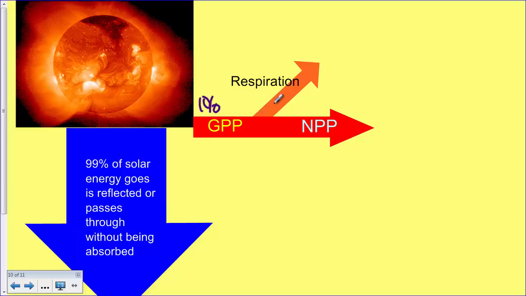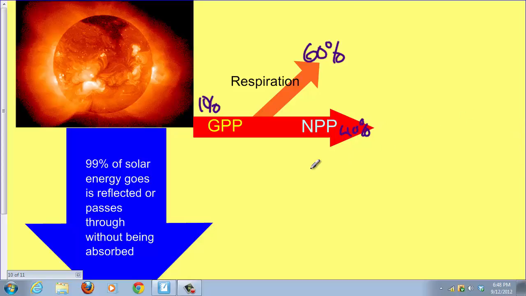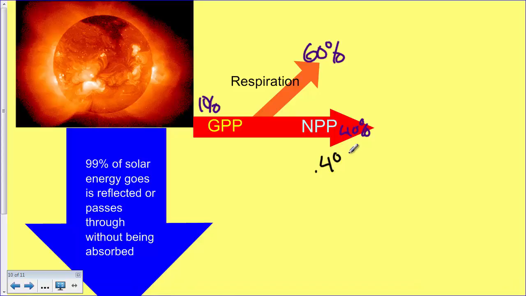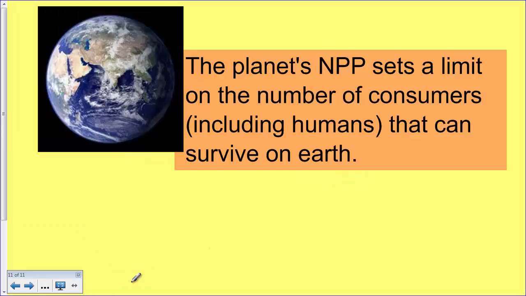And then of that 1%, a certain amount of it is lost just to respiration. That amount is about 60% of that 1%. Okay, and so that means that our net primary productivity is 40%. And remember, if that's 40% of 1%, then essentially 0.4% of the total energy from the sun is the net productivity. And that's a relatively small amount. Now, the good news is the sun sends to Earth a ridiculous amount of energy in the first place, and so it's still a lot of energy.